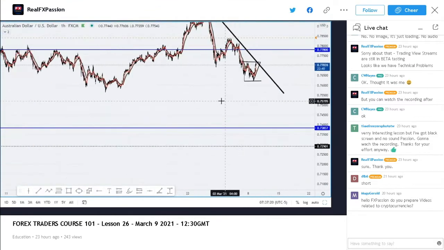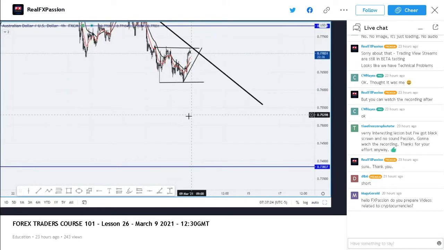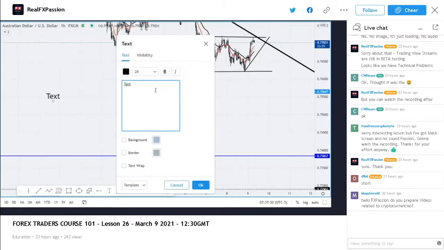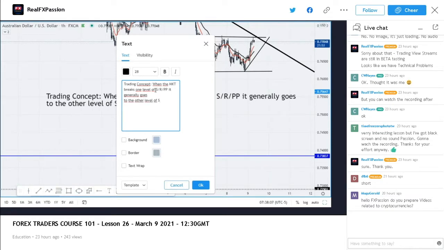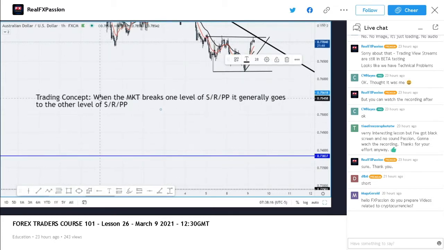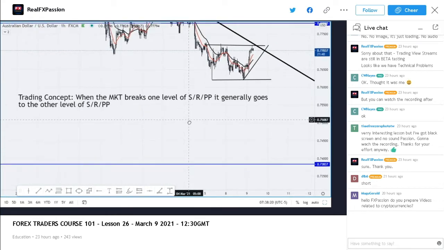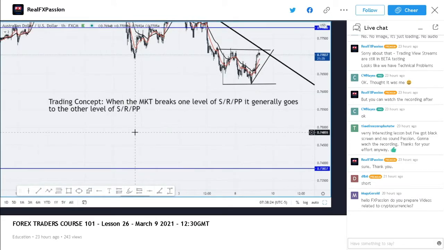We have different price movement, and for the beginner traders, it's a trading concept. When the market breaks one of support, resistance, or pivot point, it generally goes to the other support, resistance, or pivot point. Okay, everybody, it's a trading concept. When the market breaks one level of support, resistance, pivot point, it generally goes to the other level.